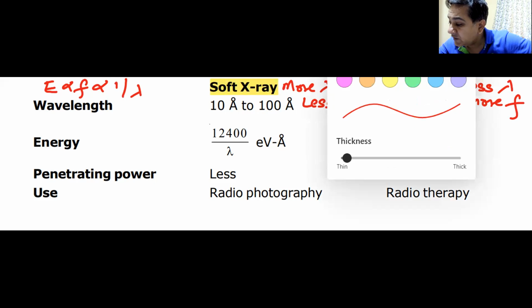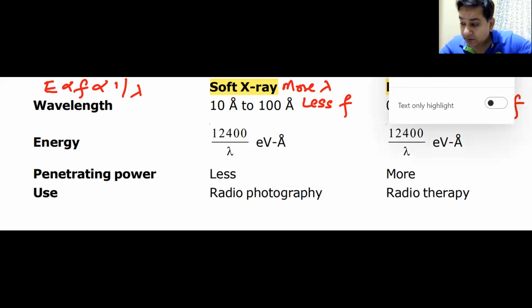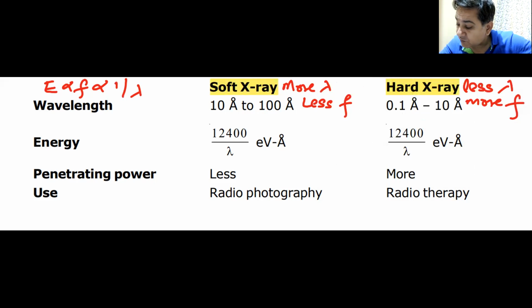And do we see this in the wavelength? Now this table may come to you as a straightforward question. What is the wavelength of the soft X-ray? What is the wavelength of the hard X-ray? You have to remember it. How much energy does it have? 12,400. You remember this 12,400? Yes, sir. It is hc by lambda. Yes or no? Yes, sir.